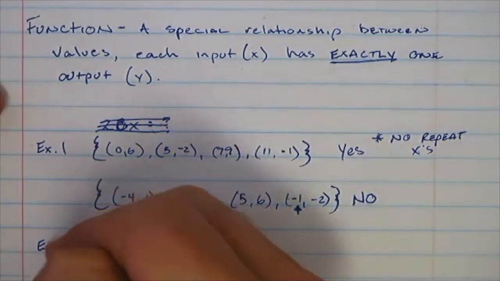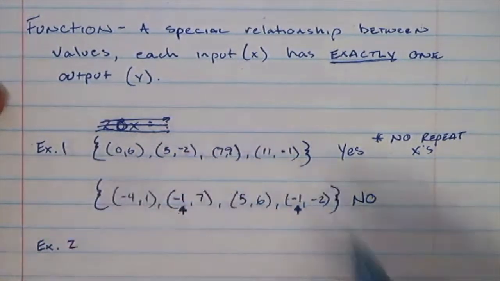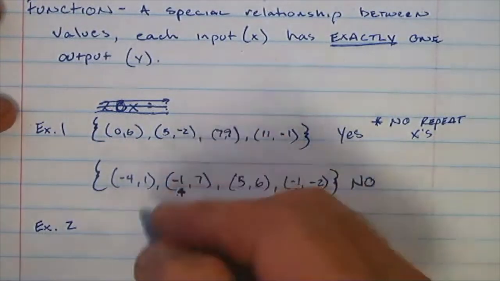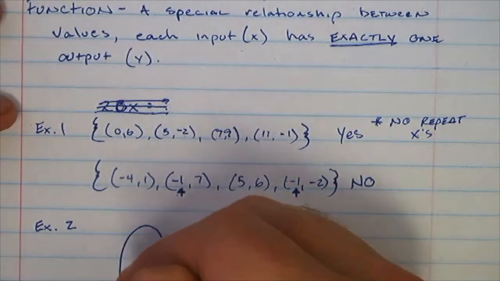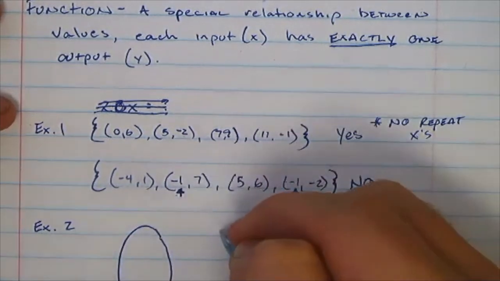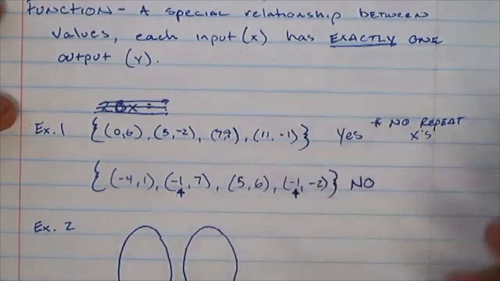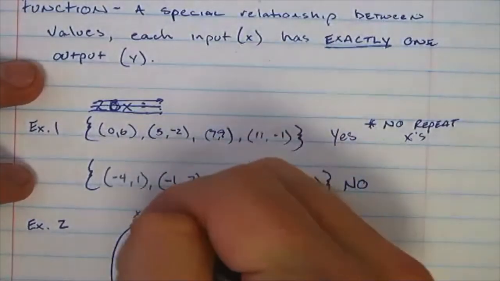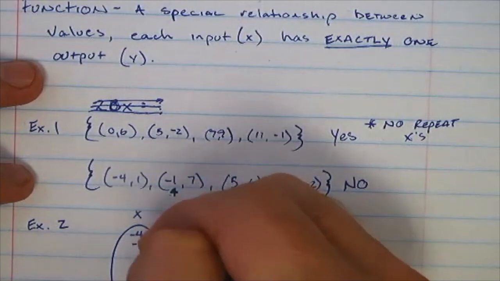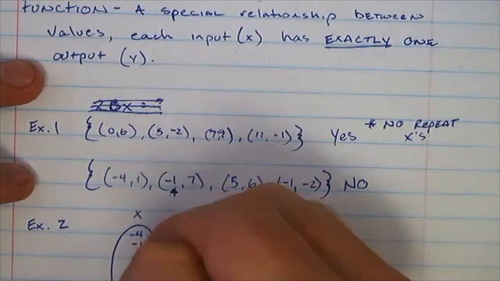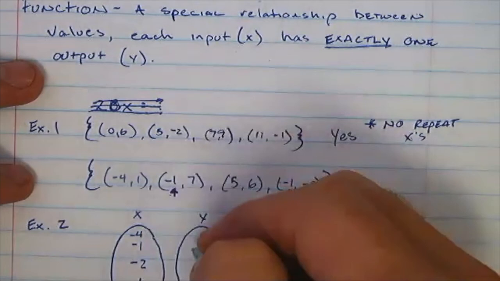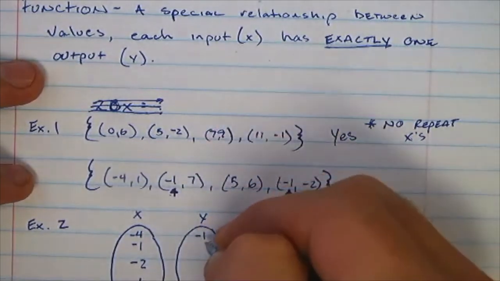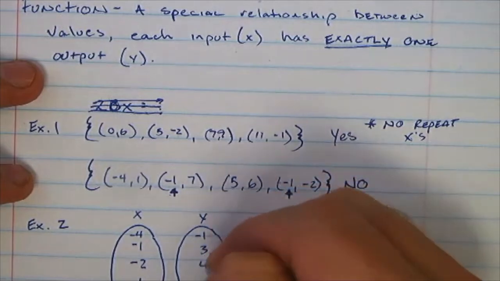So one more example, and this is just going to be a mapping for us. So very short list of terms. There's a mapping and there's a mapping. We'll do two mappings. So we have an x and a y here. So -4, -1, -2, and 1. And then we have -1, 3, 4, and 7.